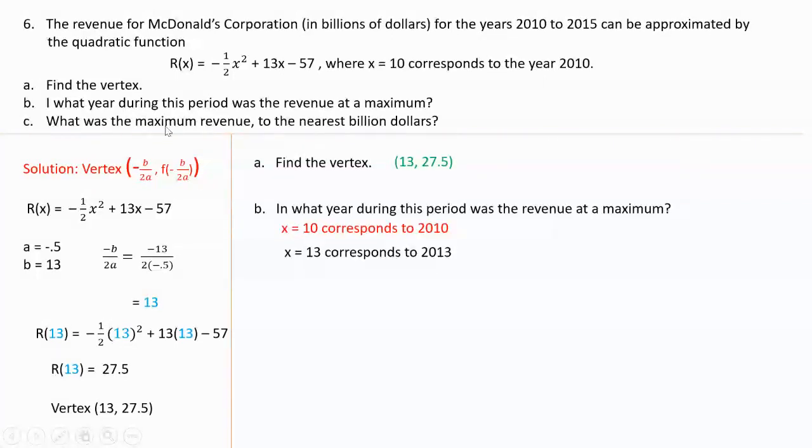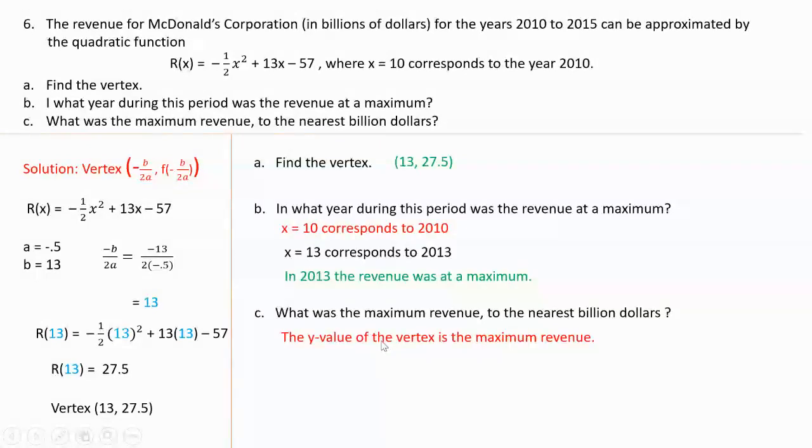And for the C part, what was the maximum revenue to the nearest billions of dollars? So this will be the Y part of the vertex. The answer was 27.5, but I want you to round to the nearest billion, so it'll be 28 billion. So these are my answers, guys. And again, this is not that complicated. Once you find the vertex, you also found parts B and C, which is in what year during this period was the revenue the maximum, and what was the maximum revenue to the nearest billions of dollars. Okay, so that's how we do number 6.